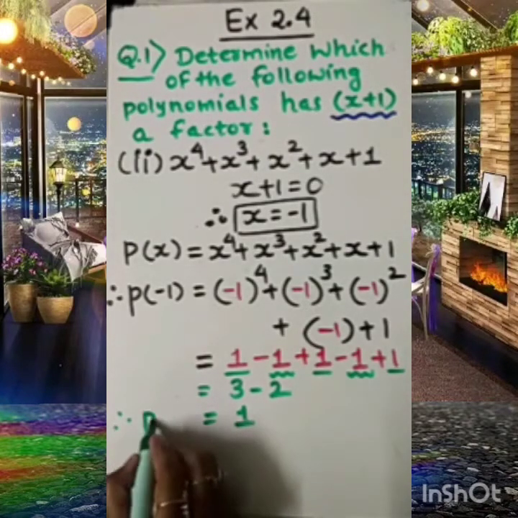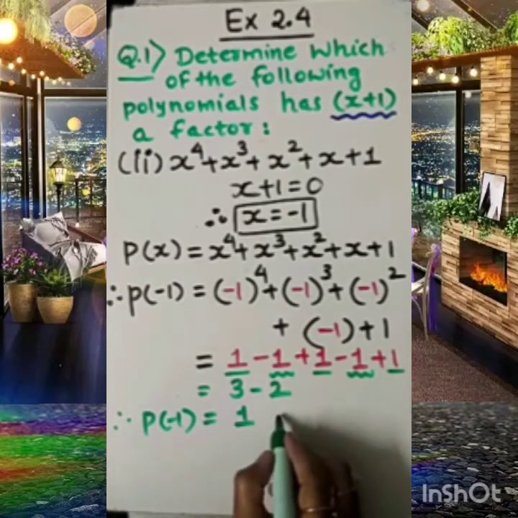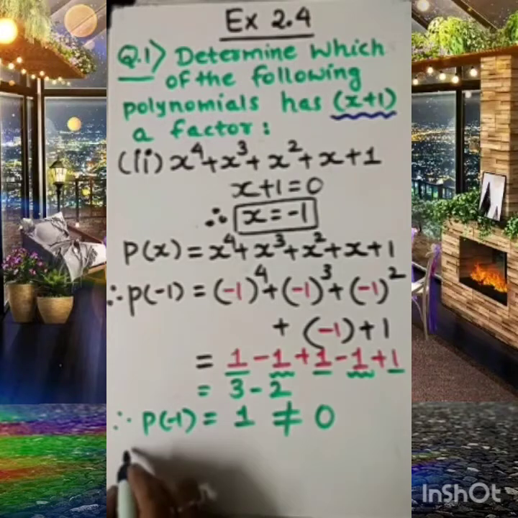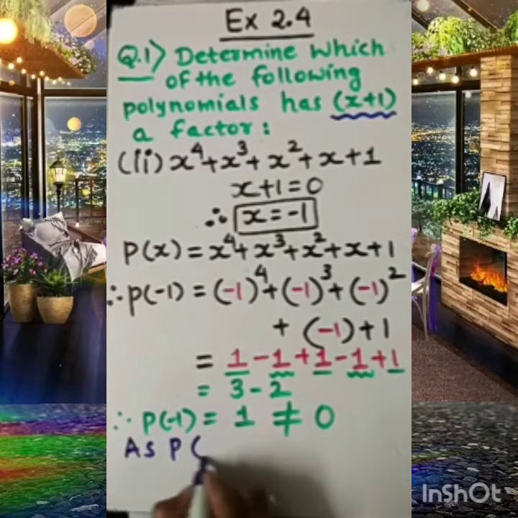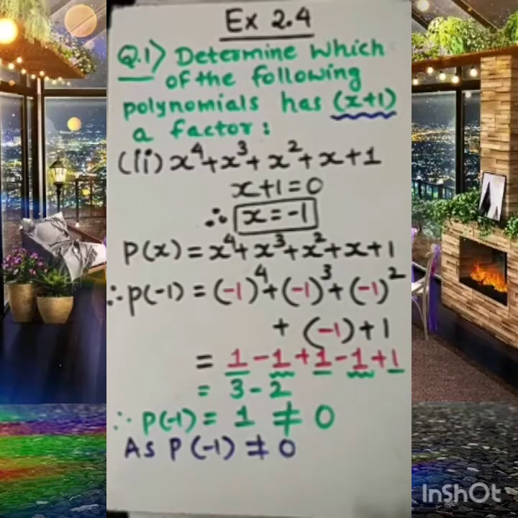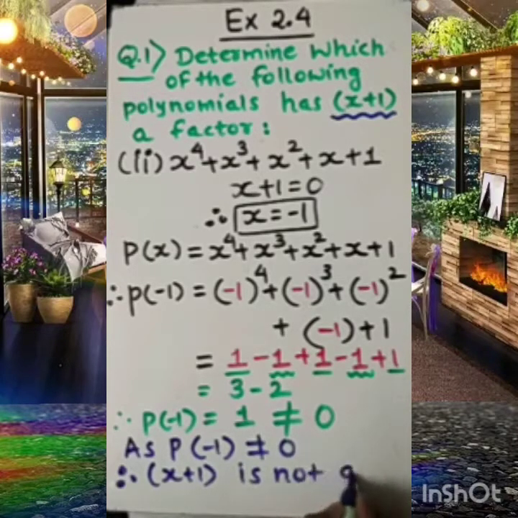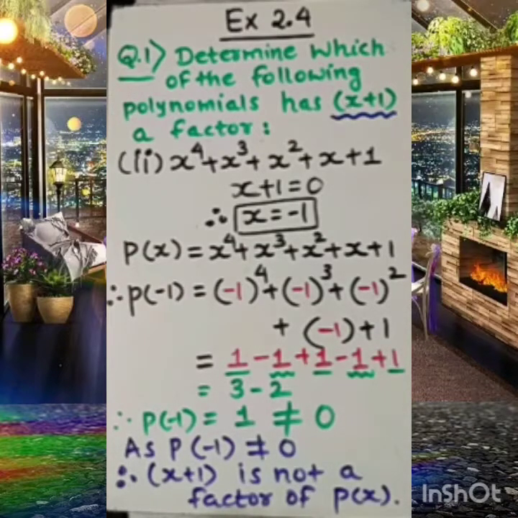It means that the value of p(minus 1) equals 1, which is not equal to 0. As p(minus 1) is not equal to 0, what should we say? x plus 1 is not a factor of p(x). Simple, because it is not coming equal to 0. So this is a very important result. Through that, we are able to say that it is not a factor of p(x).